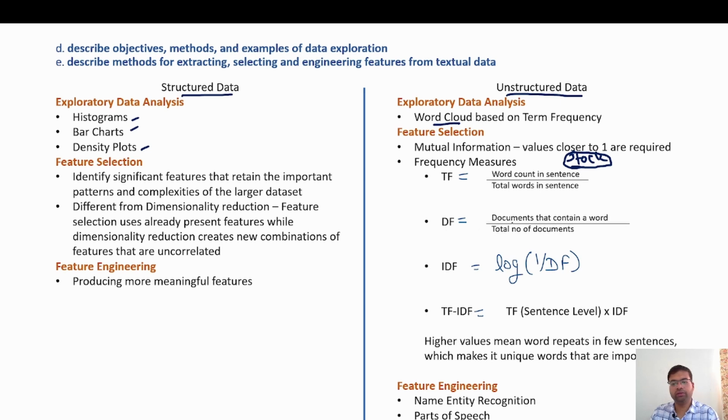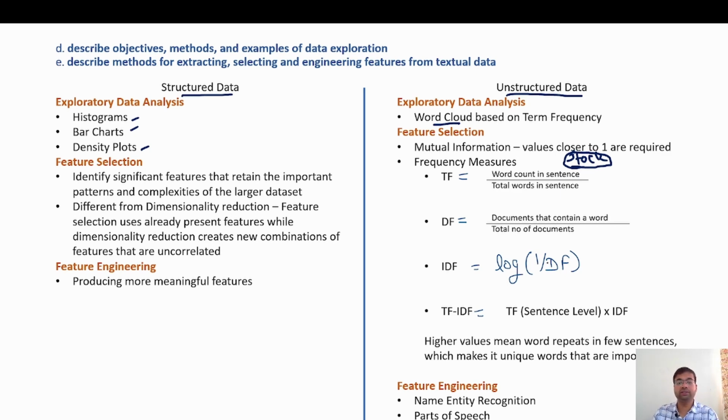The document frequency says how many documents contain this particular word. Suppose you are given 10 documents, and out of those only 5 documents contain the word stock. Then the documents that contain this word will be 5 divided by the total number of documents, that is 10. So your document frequency will be 0.5.